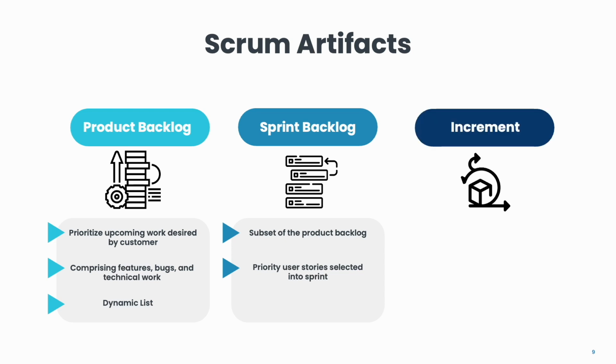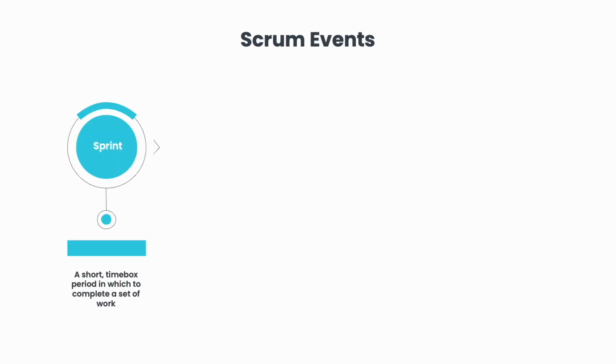Increment, the sum of all completed items in a sprint combined with the increments of previous sprints. It should be in a usable condition, regardless of whether the product owner decides to release it. Scrum has five main events. Sprint, a time-boxed period, typically 4 weeks, during which a done product increment is created.